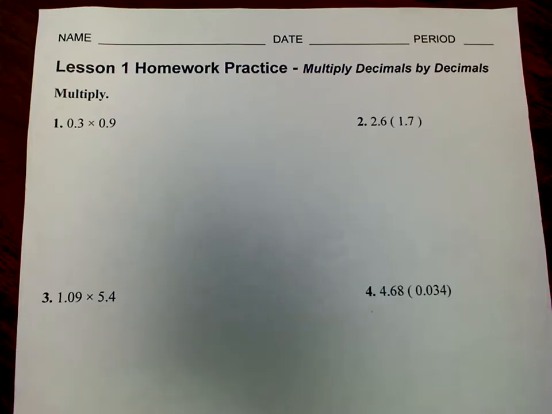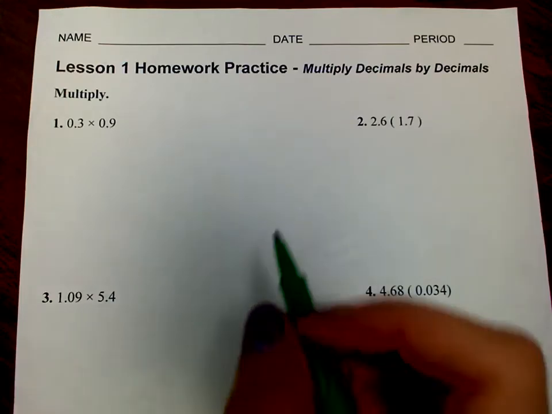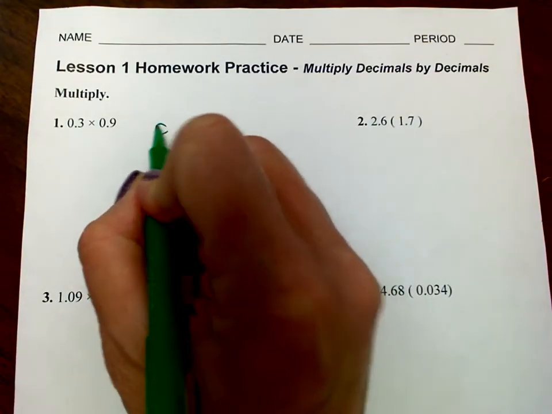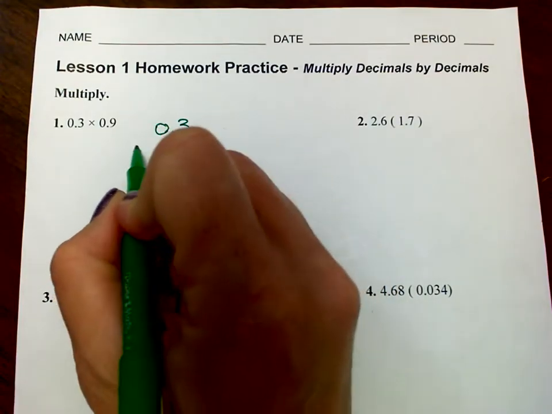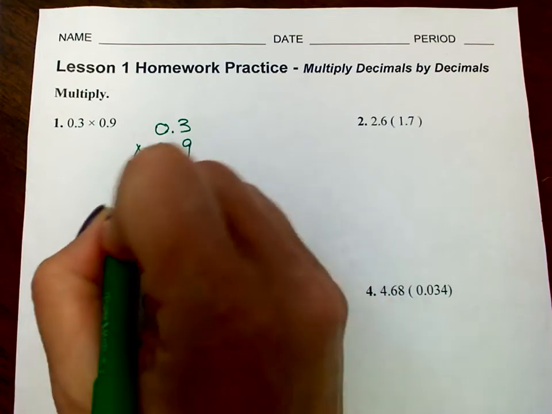This lesson is about multiplying decimals by decimals. Let's look at number 1. First thing I'm going to do is rewrite it to go up and down. It's a lot easier that way.